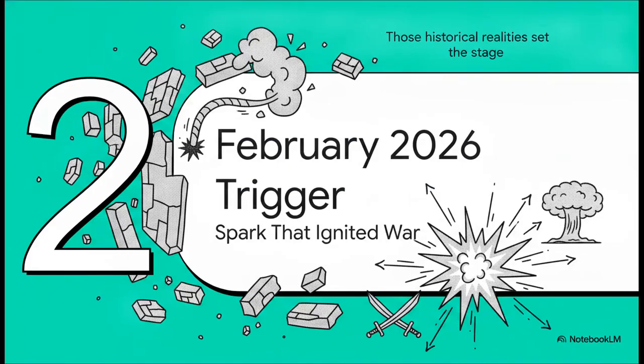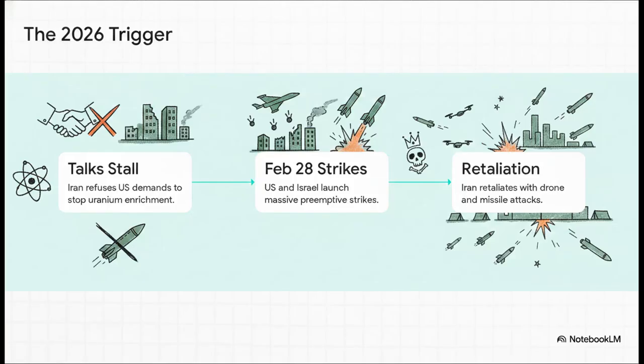Moving on to Section 2, the February 2026 trigger, the spark that ignited war. Now, what's really interesting about this slide is just how rapidly stalled diplomacy escalated into unprecedented direct military action. We really have to separate the long-term history from the immediate trigger. Step 1. Diplomatic efforts over the nuclear program completely collapsed. The U.S. demanded a total halt to uranium enrichment, and Iran flat-out refused, citing its right to a peaceful nuclear program.